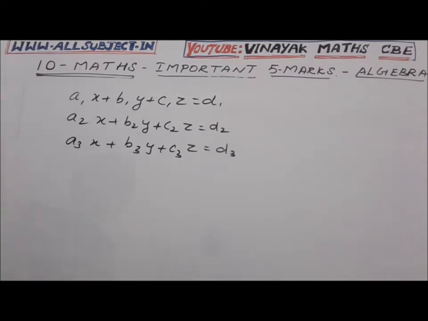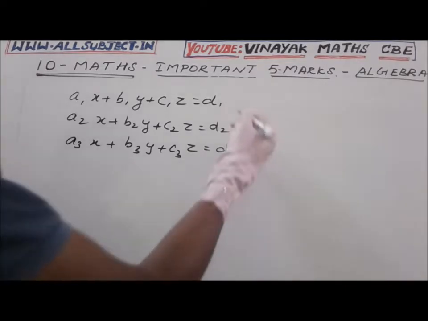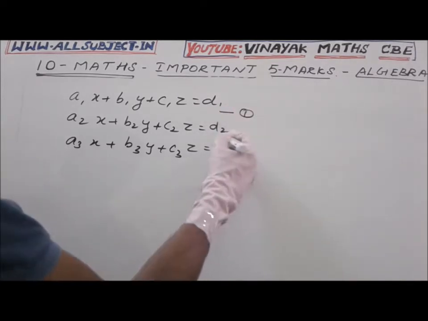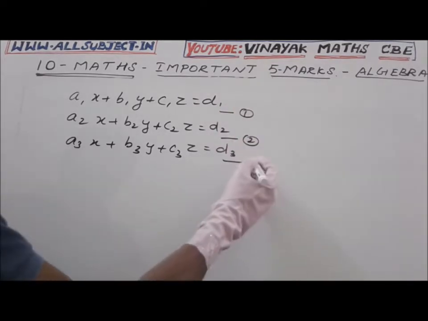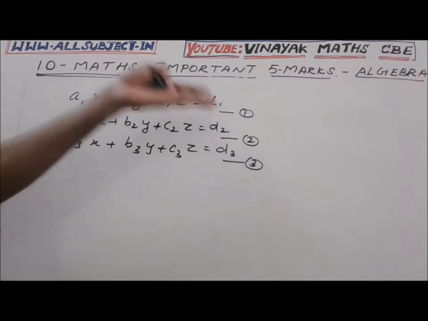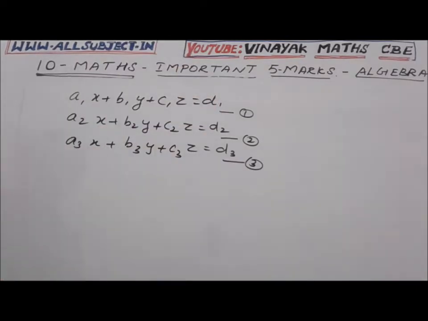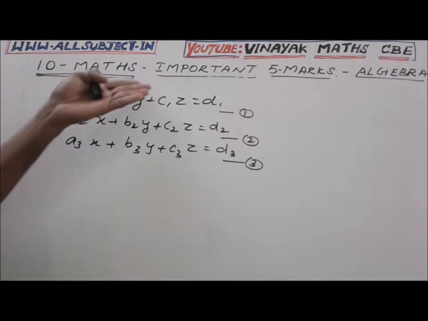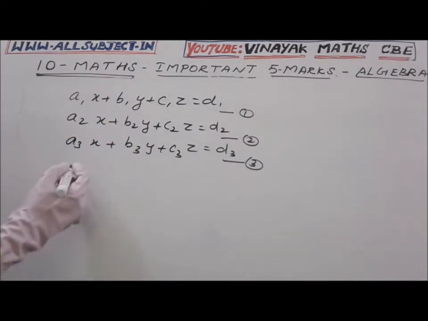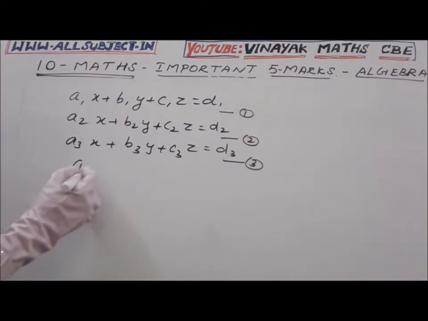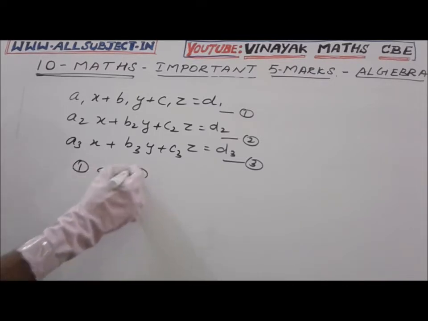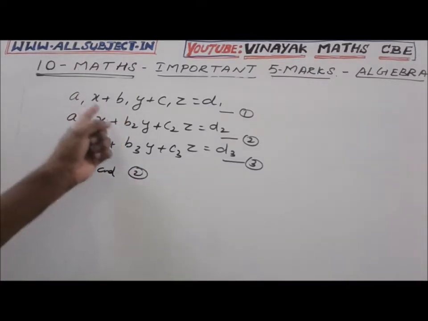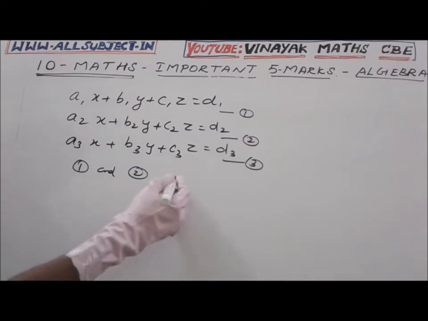To solve this type by elimination method, first take equations 1, 2 and 3. Mark the equations, given equations are 1, 2 and 3. Now take any two equations from the 3. For example, I am taking 1 and 2. Eliminate any one of the variables from these two equations.